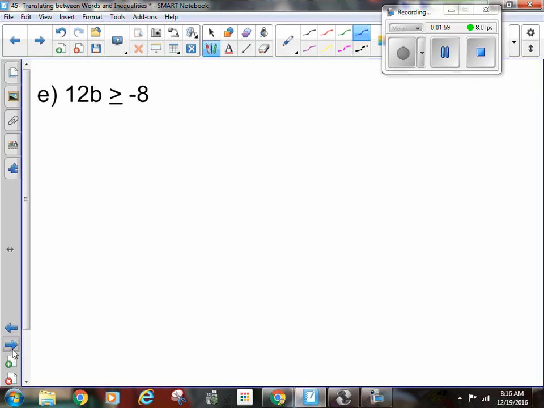All right, so now we're going to take it and put it the other way. We're going to put it into words. Okay, so it says 12b is greater than or equal to -8. Okay, so you could say the product of 12 and b, 12 times b, 12 multiplied by b. Then you're going to say is greater than or equal to, and then you can say -8 or the opposite of 8.